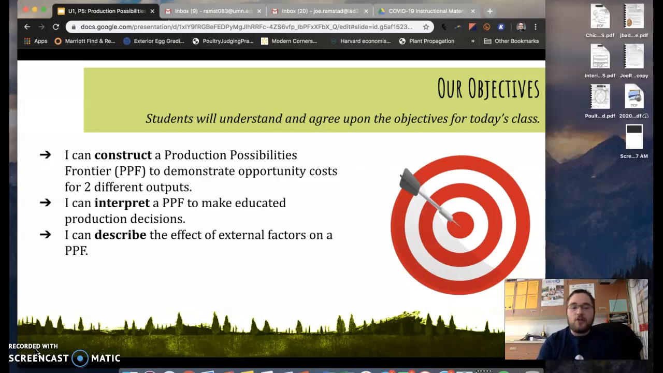So let's take a look at our learning targets for the day. First, we'll be able to construct PPF or production possibilities frontiers to demonstrate opportunity costs of producing two different outputs. Then we will be able to interpret a PPF to make educated production decisions. And finally, we'll be able to describe the effect of external factors on a PPF graph.